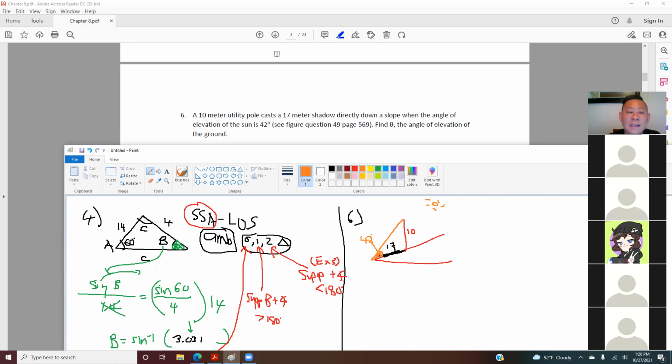So the question is asking you to find theta, which is the angle of elevation. Angle theta: find the angle of elevation for the ground. So this is the meaning of the ground here. In order for you to find this theta, is this the right picture?